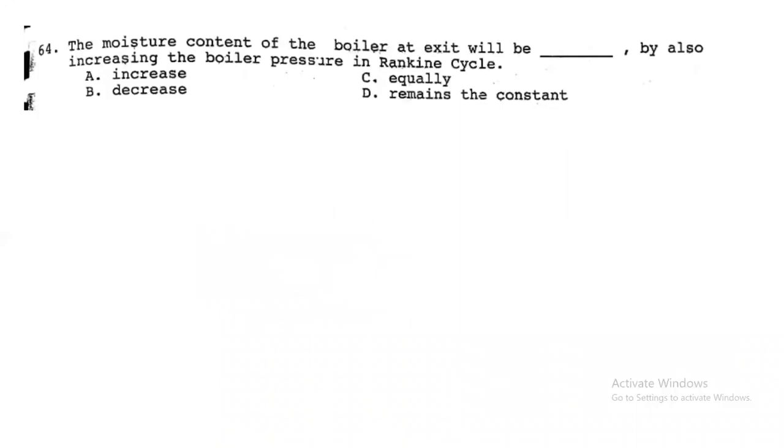So, 64, the moisture content of the boiler at exit will be blank by also increasing the boiler pressure in Rankine cycle. So, ito is galing sa Blue Book problems rin to, no? So, the answer here is letter A. It will increase the boiler pressure.